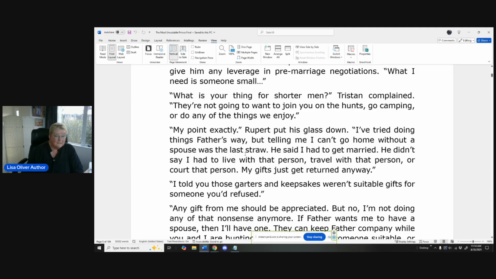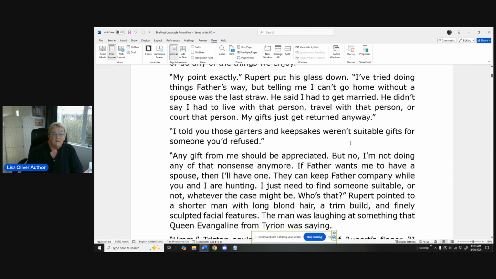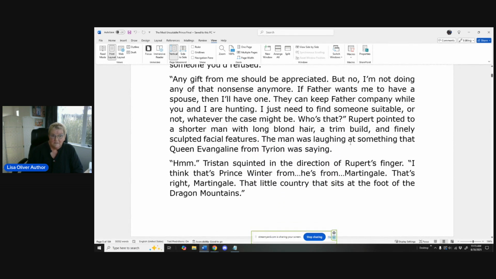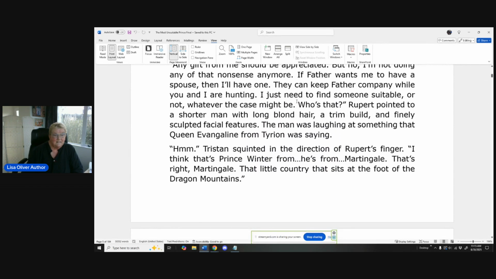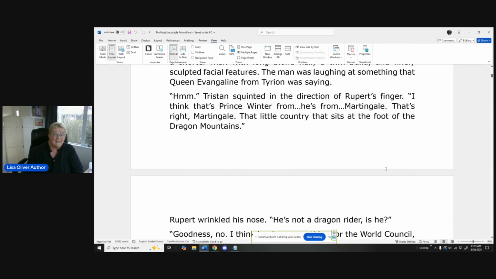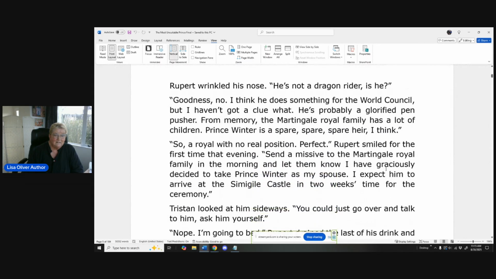I've tried doing things father's way, but telling me I can't go home without a spouse is the last straw. He said I had to get married. He didn't say I had to live with that person, travel with that person, or court that person. My gifts just get returned anyway. So we see that Rupert is in a bit of a frame of mind. He sees a particular person in the crowd, and it turns out to be Prince Winter from Martingale, a little country that sits at the foot of the Dragon Mountains.